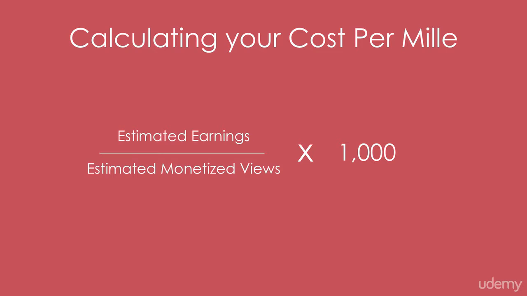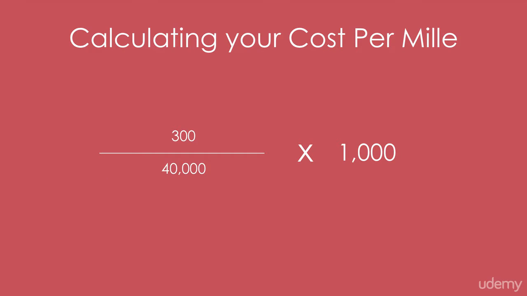Take those two, and for example, say you have $300 in estimated earnings, and then you have 40,000 estimated monetized views. So those are views again with ads on it. Then divide and multiply by 1,000, and you will get $7.50 per 1,000 monetized views. And that is typically the average YouTube CPM. I would say between 7 and 8 is what the average is.